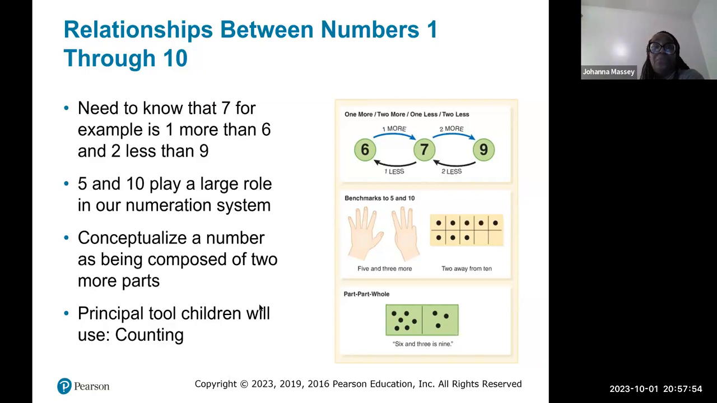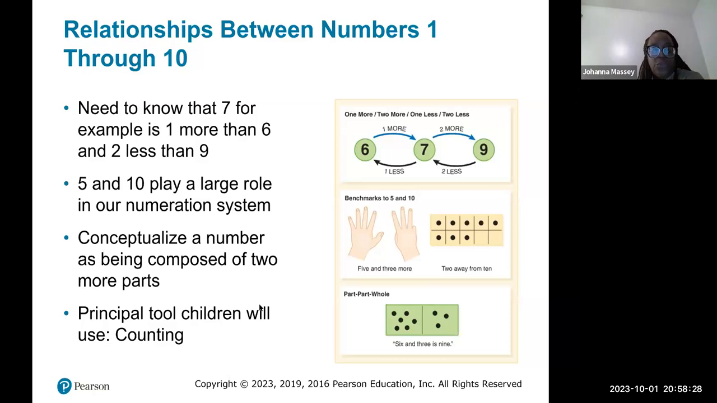Conceptualize a number as being composed of 2 or more parts. That's conceptual understanding. So if I know a number, let's just use 7 again, I know 7 could be 2 and 5. Okay, I know that because it has two parts, 2 and 5, and it makes 7. But there are other ways to make 7, and that's part of conceptual understanding.